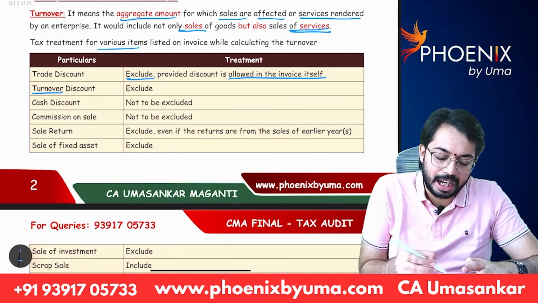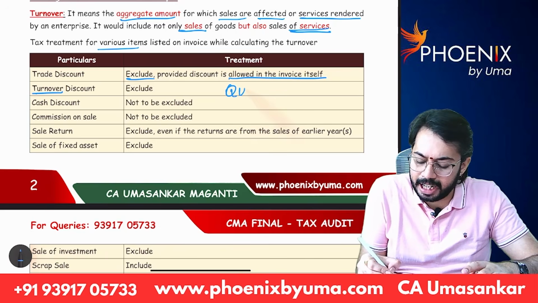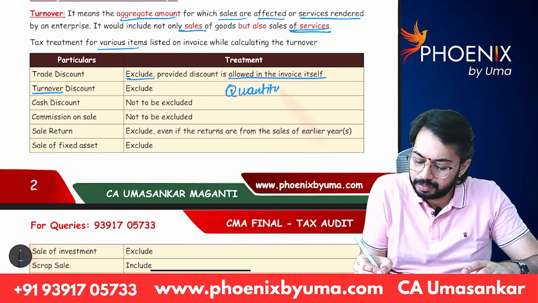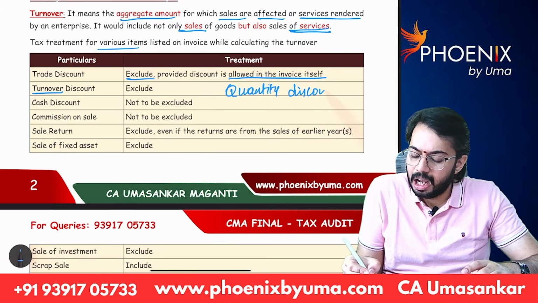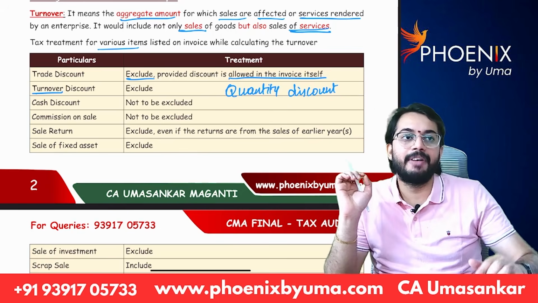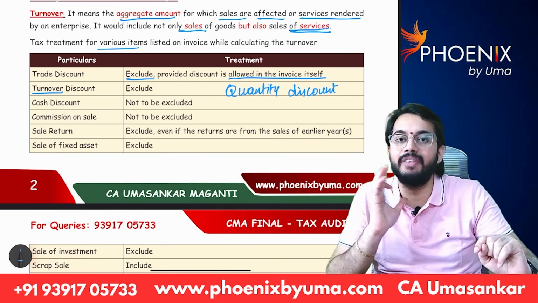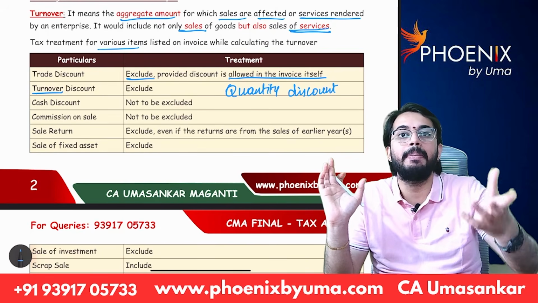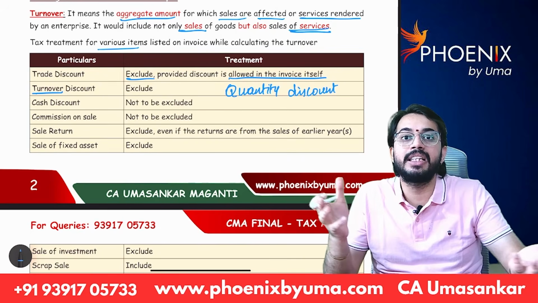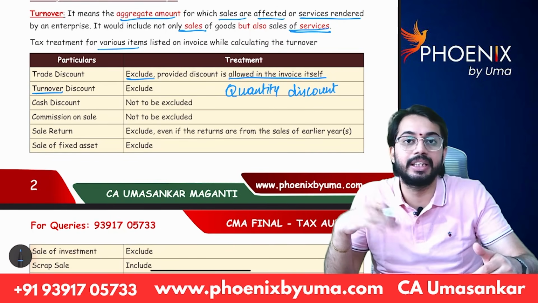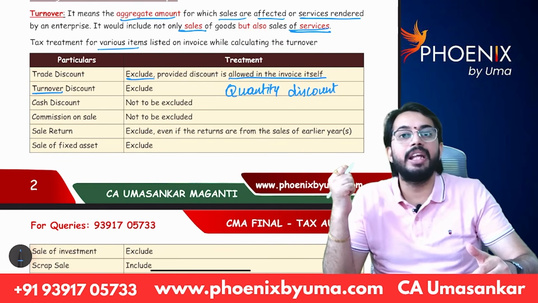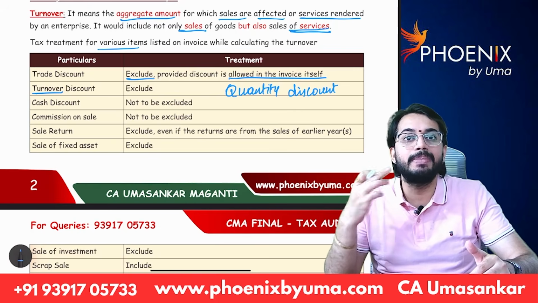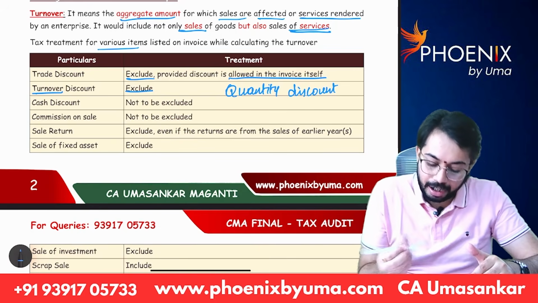Turnover discount. Generally, turnover discount means quantity discount. Let's say I went to buy iPhones. If I buy only one iPhone, he will not give any discount. I said I will buy 150 iPhones. He will give some 5% discount because I am purchasing in lot. 150 phones I am purchasing. Quantity discount. So if any quantity discount is given, that is to be excluded in calculation of turnover.